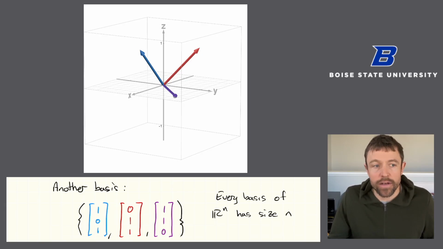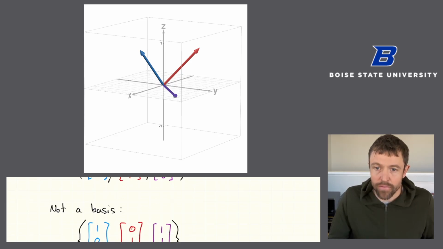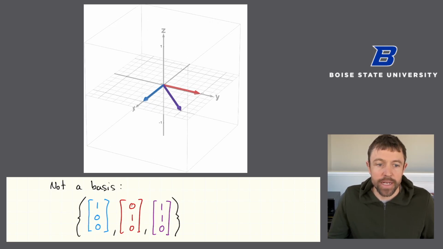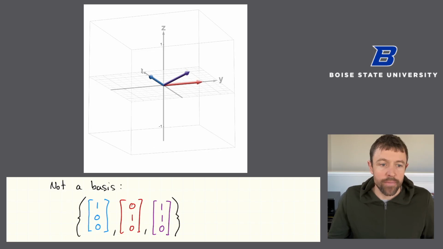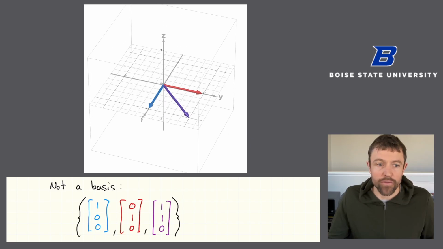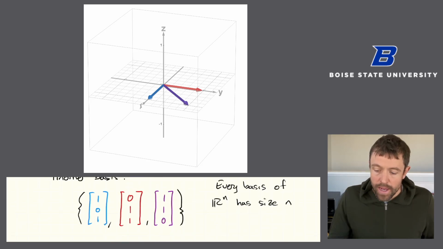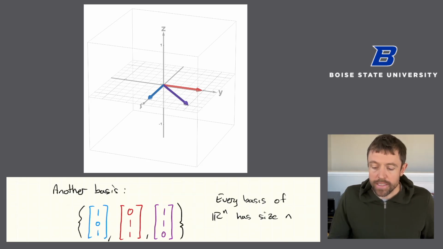Now, to be clear, we have to be a little careful. It's not that any 3 vectors form a basis. So if I look at these 3 vectors, 1, 0, 0, 0, 1, 0, and 1, 1, 0, these are not a basis, right? These things are linearly dependent. I add the first 2, I get the third. They only span a 2-dimensional subspace of R3. So any basis of Rn has size n.